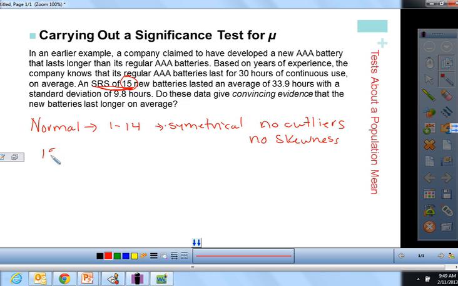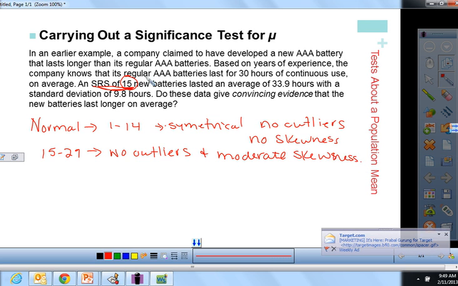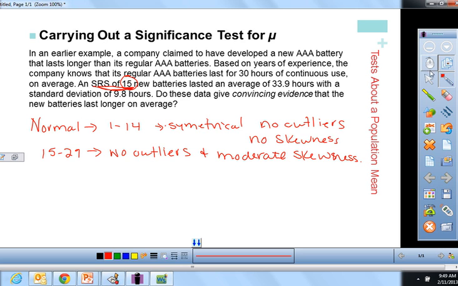Since I have 15, so 15 to about 29 means I still can't have any outliers, and I can have up to moderate skewness, and the T is going to be okay. So I don't have that. They haven't told me that the population was normal, so that didn't work for it. I don't have a sample size of at least 30, so I'm going to need to look at these, or my normal condition is not going to be met. So let's see what they give us, but that's going to be something that as soon as I read the problem, I'm a little worried about.